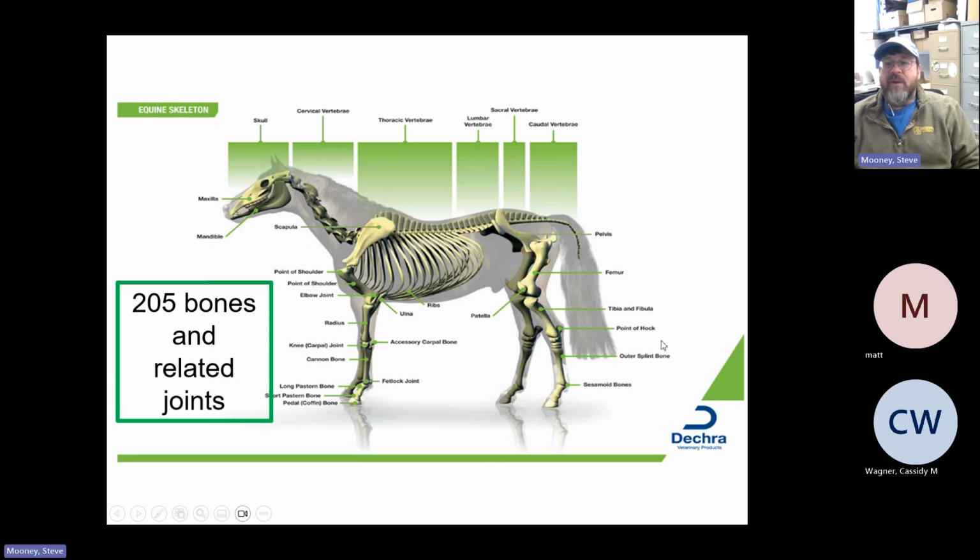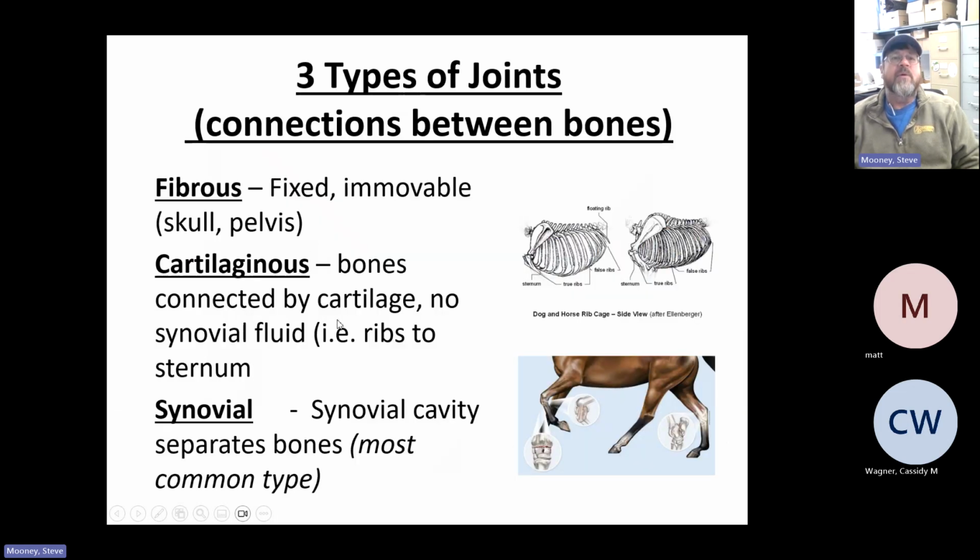So before we leave bones, I want to talk a little bit about joints. There's a lot of bones there. We're not going to get into them as individuals. There are three types of joints that we're going to deal with when we're dealing with our horses. We've got the fibrous joints. These are the spaces or connections between bones that are connected but don't move between them.